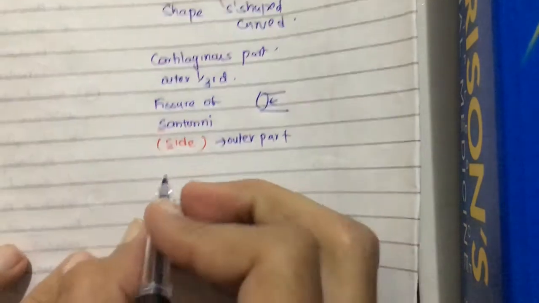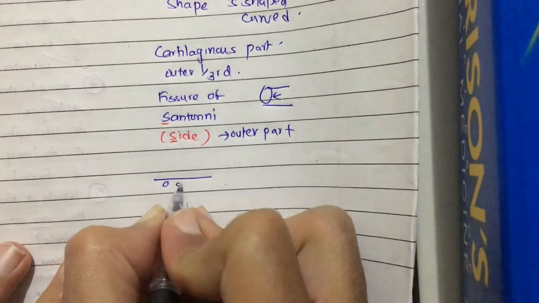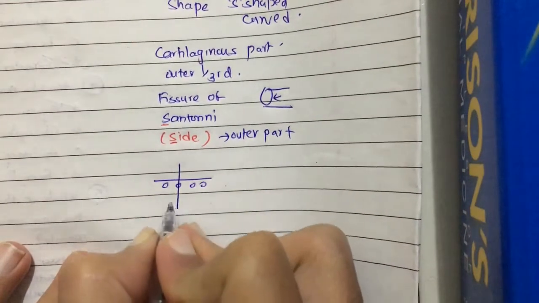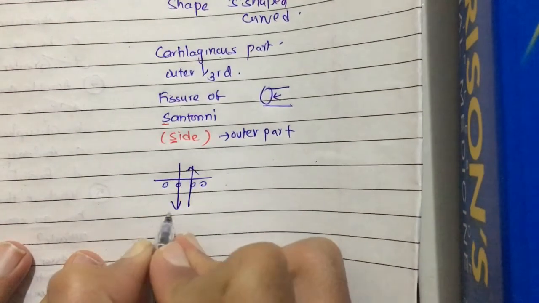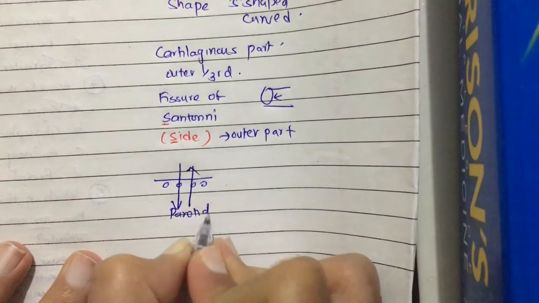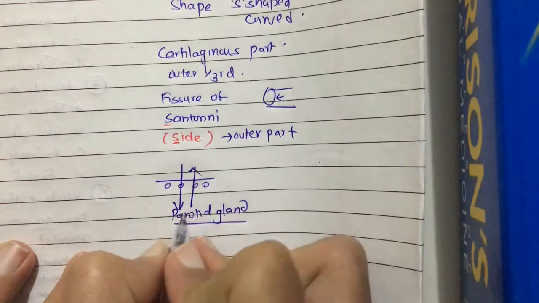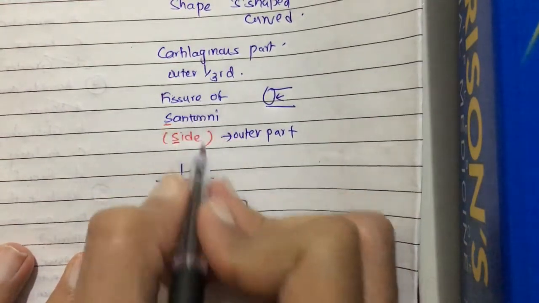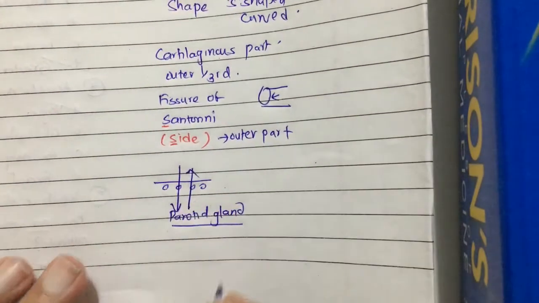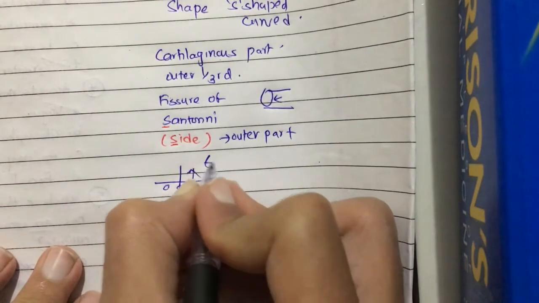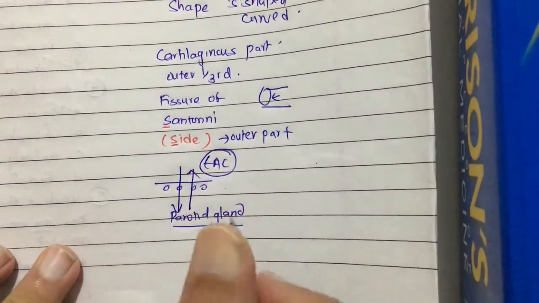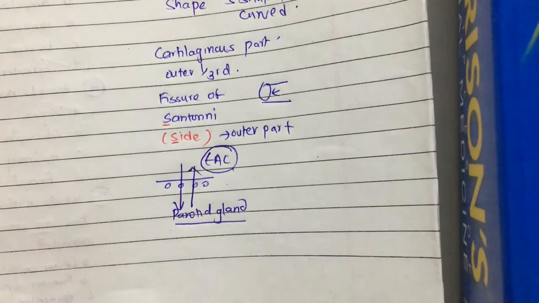Through the fissure of Santorini, infections can travel to and fro towards the parotid gland. That means infections of the parotid gland can travel through the fissure of Santorini to the cartilaginous part of the external auditory canal, and from the external auditory canal to the parotid gland.